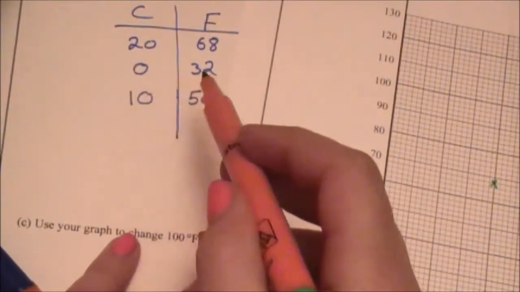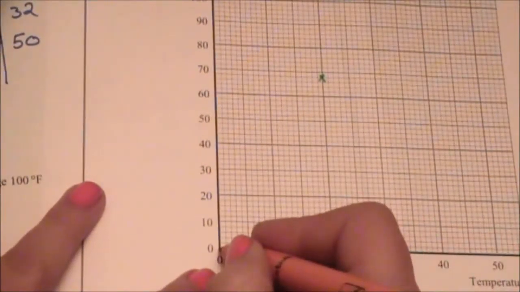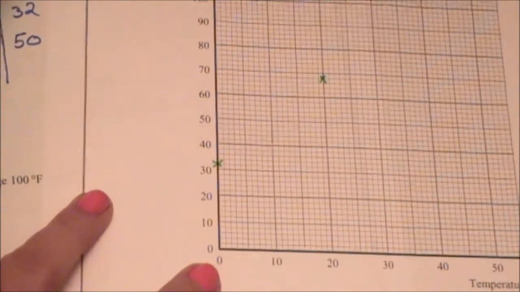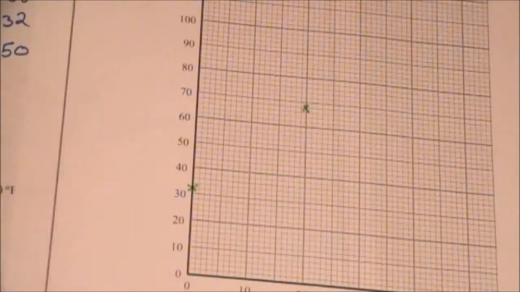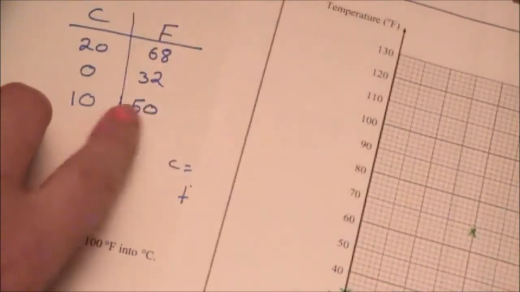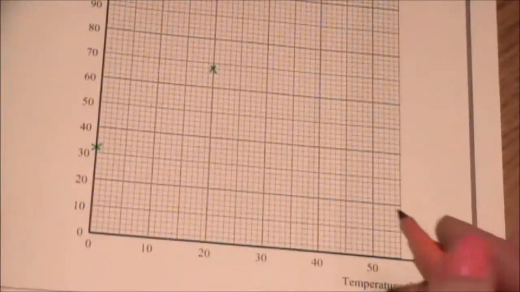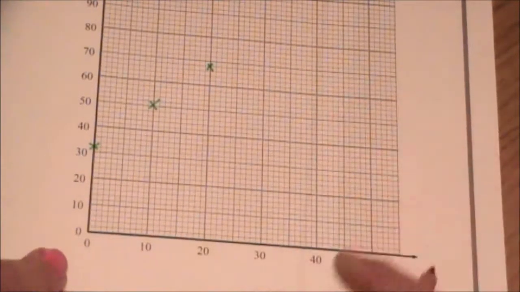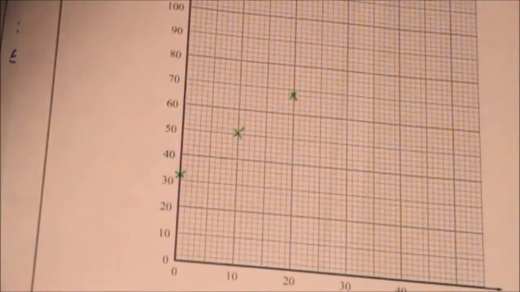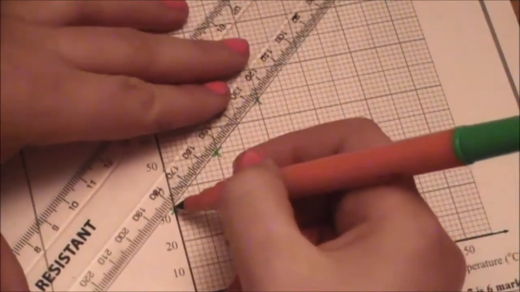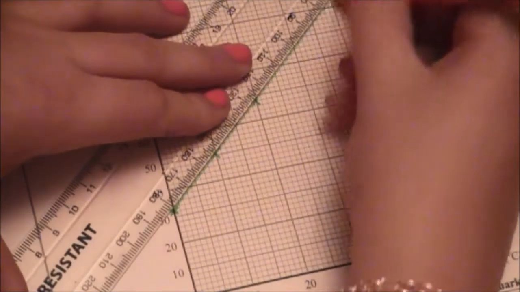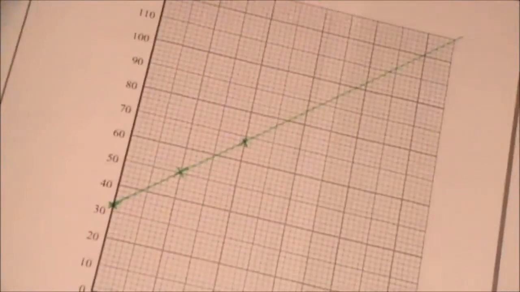Then I'm going to plot my 0, and I found that 0 degrees centigrade is 32 degrees Fahrenheit. And I'm going to plot my third one, and that's 10 degrees centigrade, which is 50 degrees Fahrenheit. Now I'm going to take my ruler and join these 3 points and hope they're all on a straight line. Yes, they are. Fantastic. So I'm going to draw a line straight through that.